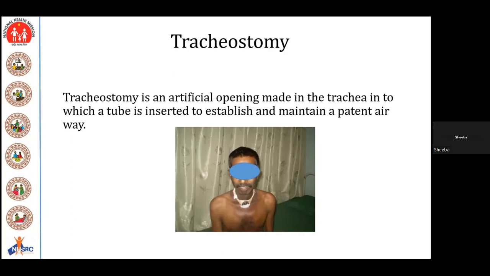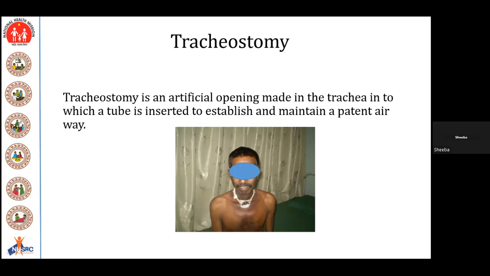So the next part is tracheostomy. In the meantime, if you have any questions, please put them in the chat box so that we can try to answer them later. So here is the tracheostomy. We all know that tracheostomy is an artificial opening made into the trachea. Through that opening, the tracheostomy tube is inserted.